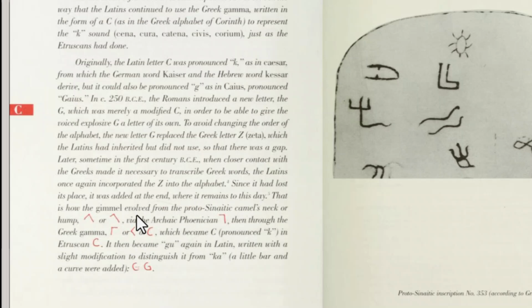That is how the Gimel evolved from the Proto-Sinaitic camel's neck or hump, this symbol or this symbol, via the Archaic Phoenician, this symbol, then through the Greek gamma, this symbol or this symbol, or this symbol, which came C, pronounced K, in Etruscan. It then became G, again in Latin, written with a slight modification to distinguish it from K. A little bar and a curve were added.